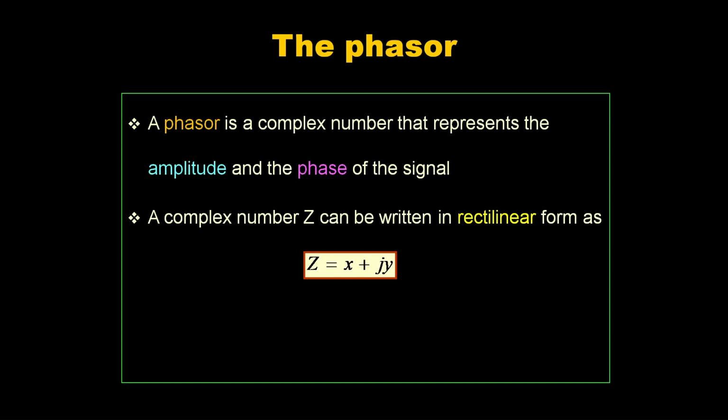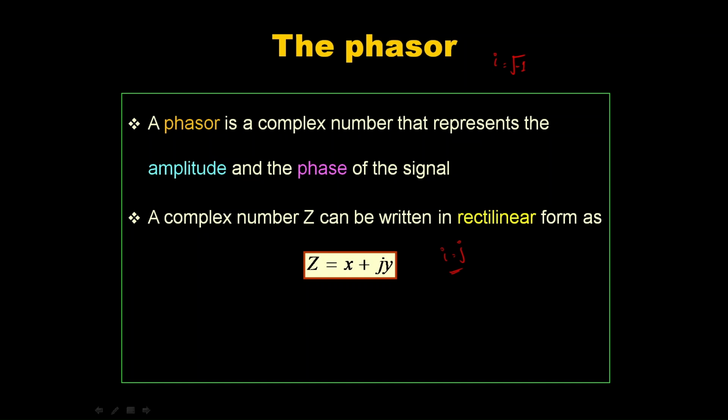Z is equal to x plus iy. You will represent i as j here in BEEE generally. So i, j, anything, it's just a complex number. What is a complex number? A complex number is nothing but i is equal to root of -1. If it has a minus in a root, then that is called a complex number.